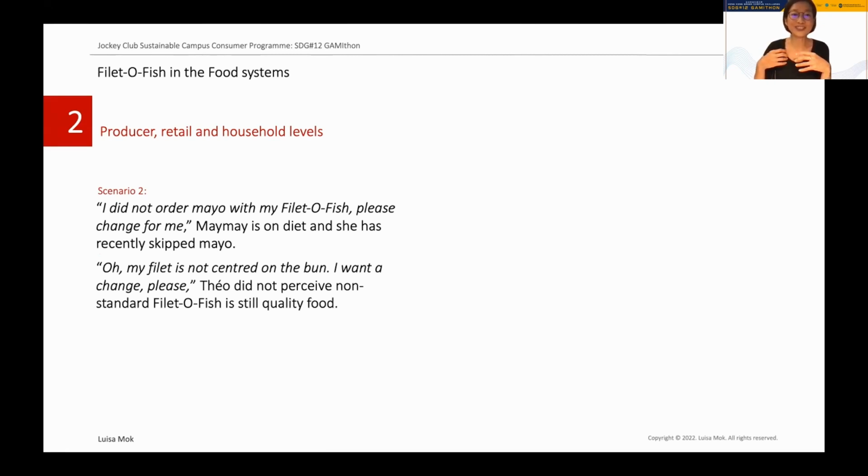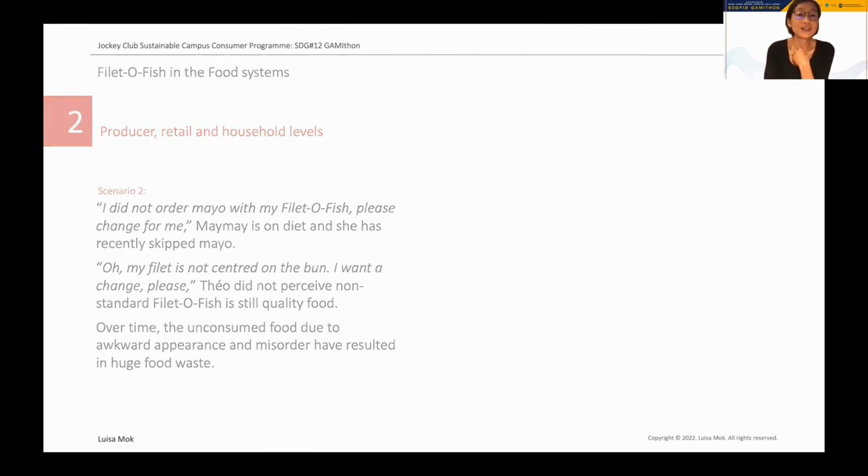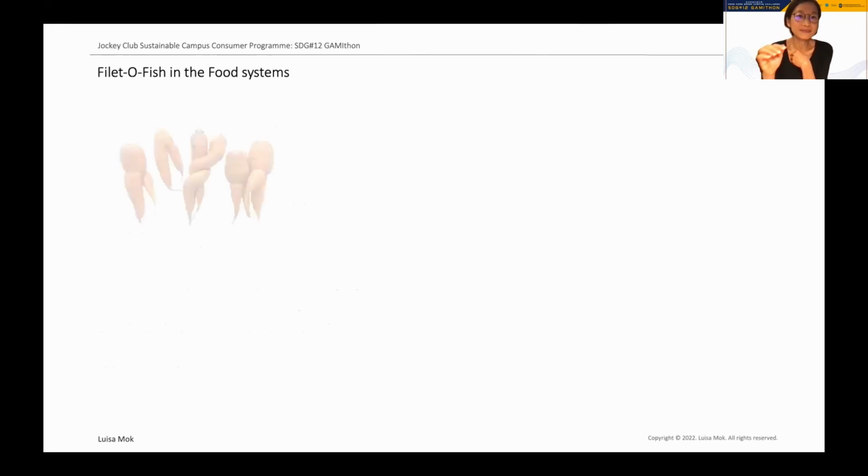please. So it's actually fillet of fish, but it's just the fish part is not centered on the bun. So Theo did not perceive non-standard fillet of fish as still quality food. So over time, the unconsumed food due to awkward appearance or the misorder has resulted in huge food waste. Okay, so again, let's see some facts.